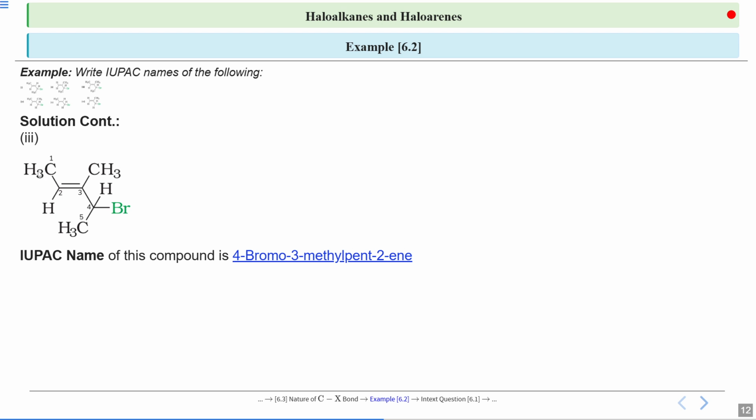Pent 2-ene. Pent, why? Because 5 carbons are present in the parent chain. So 4-bromo-3-methylpent-2-ene. Because the second carbon and third carbon are both involved in the double bond, but we put the lower number in the name, so 2-ene. Okay, so this is the IUPAC name for this structure.